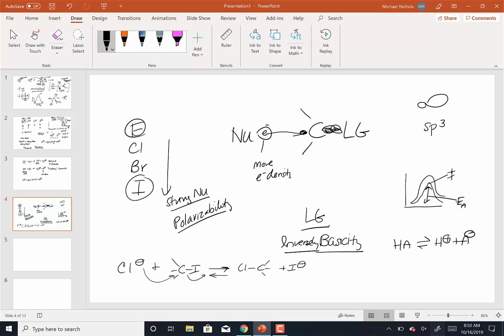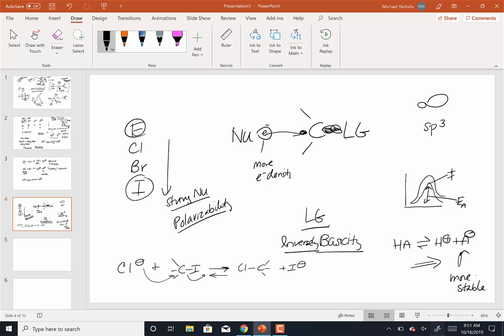So if I want to shift this equilibrium to the right, I want to make A minus more stable. Anything I can do to make the conjugate base more stable is going to increase the acidity of HA. Because making A minus more stable is going to push the equilibrium to the right, in this case. And I'm going to get more A minus, more H plus, which makes it a stronger acid as it dissociates more. Anything I can do to make that A minus more stable.